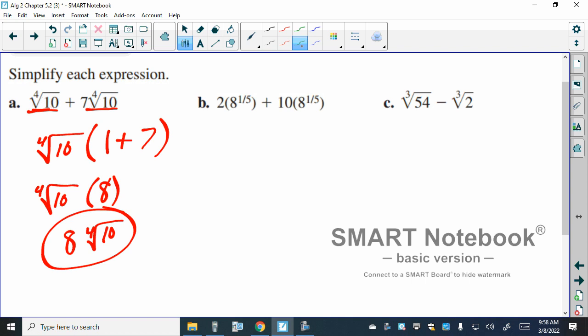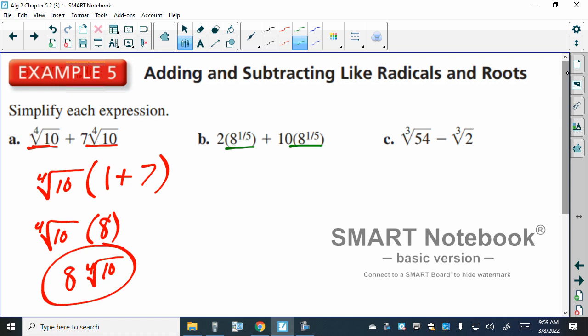So for letter B, we have 2 times 8 to the 1/5 plus 10 times 8 to the 1/5. Well, they both have 8 to the 1/5, which realistically is just saying that I have the fifth root of 8 and the fifth root of 8. They both have the fifth root of 8. It's just written as a rational exponent instead of a radical.